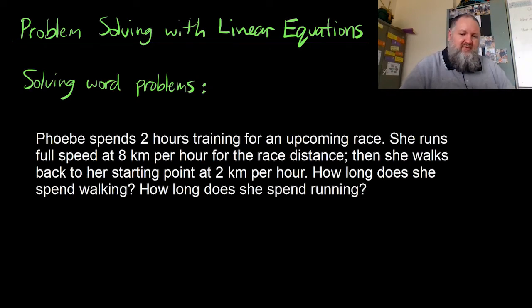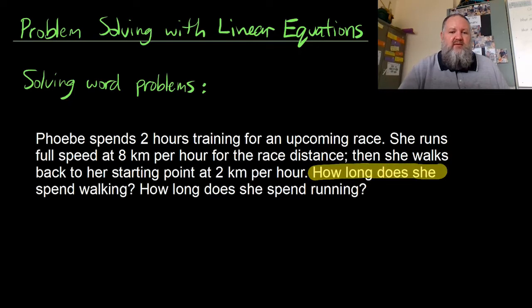Phoebe spends 2 hours training for an upcoming race. She runs full speed at 8 kilometers per hour for the race distance. Then she walks back to her starting point at 2 kilometers per hour. So how long does she spend walking? How long does she spend running? Okay, so there's kind of two questions we're being asked here. Question number one is, how long does she spend walking? Question number two really is, how long does she spend running?